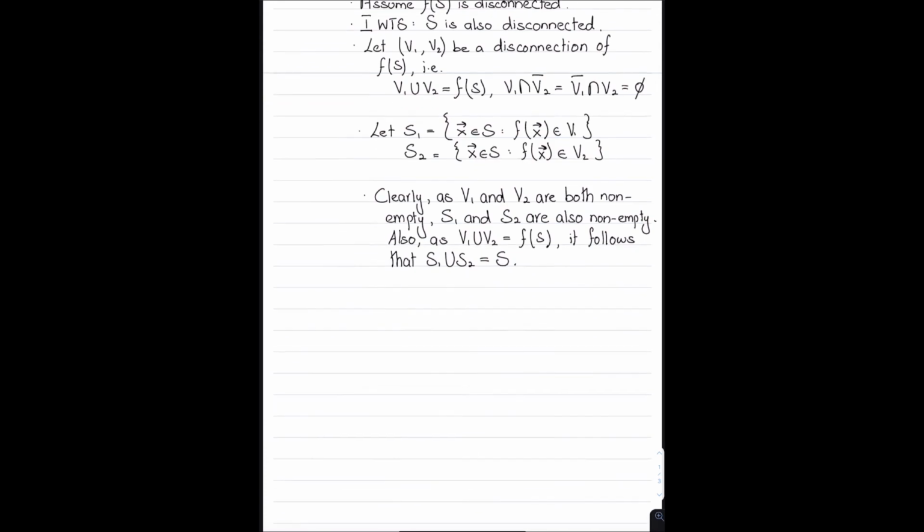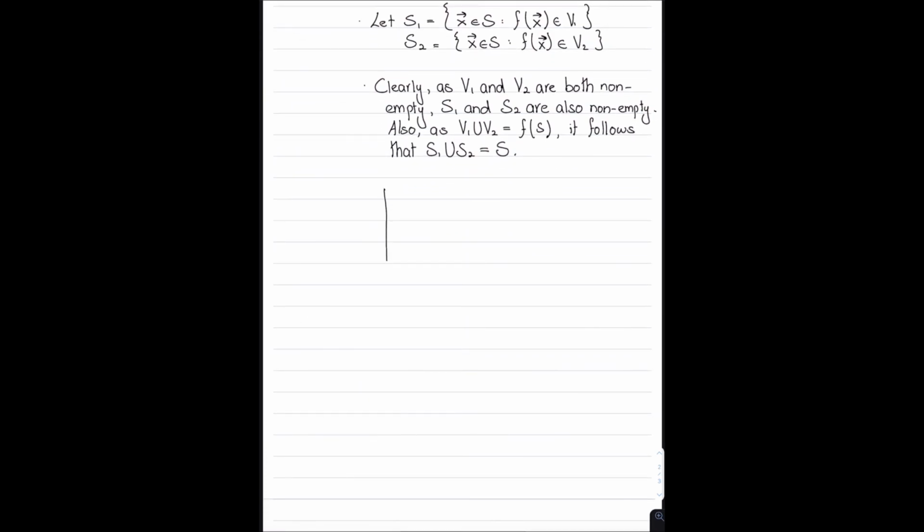Let's say that this is the pre-image and this is the image of set S under f. So this is f of S, and let's say that this is set S. For now, I'm going to assume that that is disconnected. So this is S1 and this is S2, and let's say that these are sets V1 and V2.